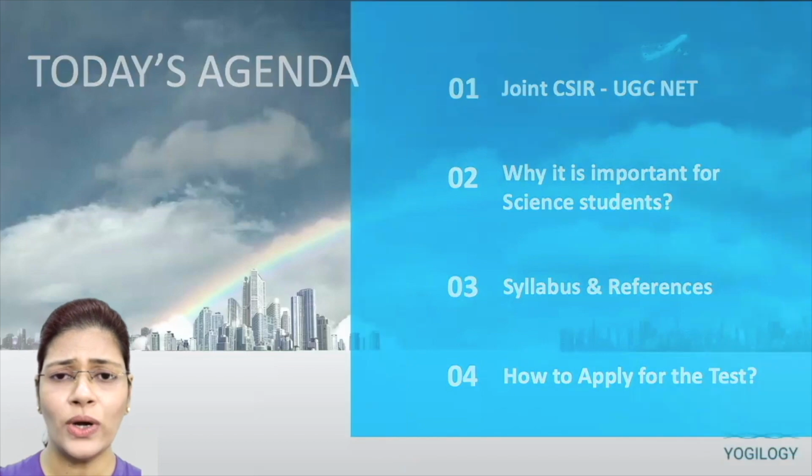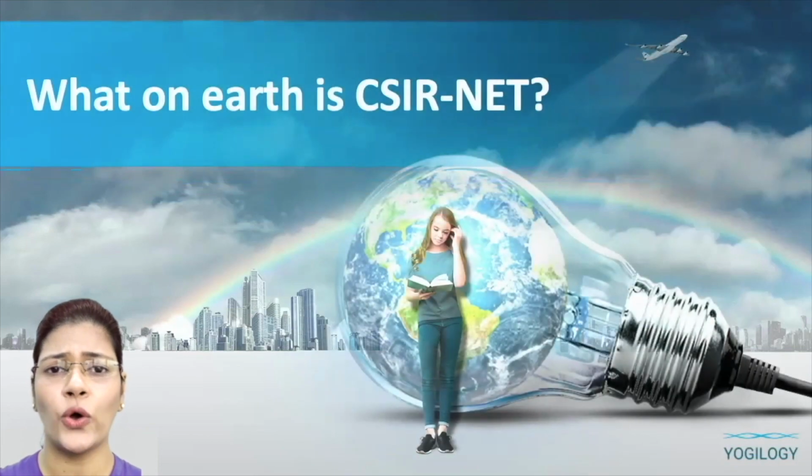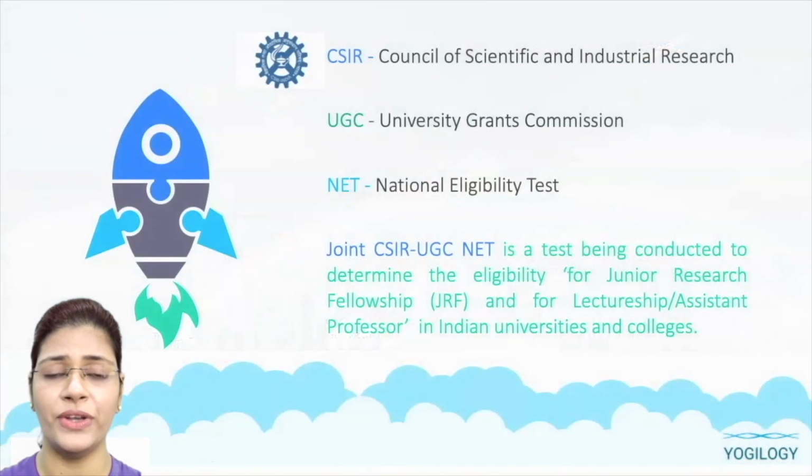Let's try to understand what on earth is joint CSIR UGC NET. CSIR stands for Council of Scientific and Industrial Research. UGC stands for University Grants Commission. NET stands for National Eligibility Test. So let me put this all together for you. Joint Council of Scientific and Industrial Research, University Grants Commission's National Eligibility Test.